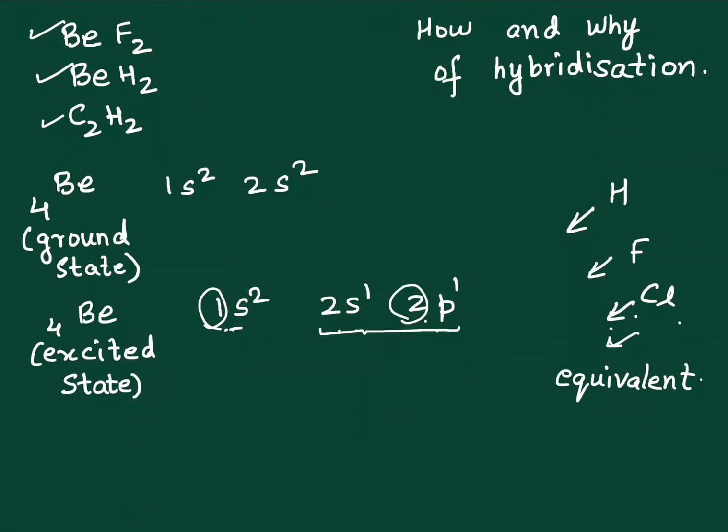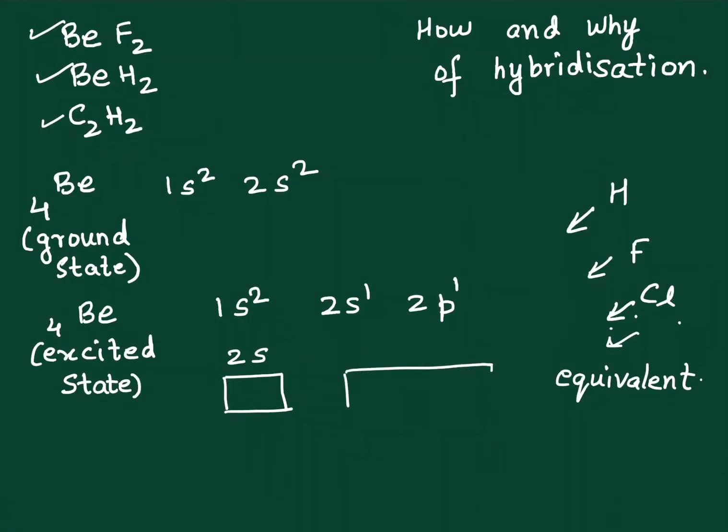So now let us represent this in the form of boxes. I will represent the electronic configuration of the valence shell. So I have 2s and 2p. We know that there are 3 orbitals in the p sublevel, 1 electron here, 1 electron here, right? Now it has to form bonds with 2 atoms.